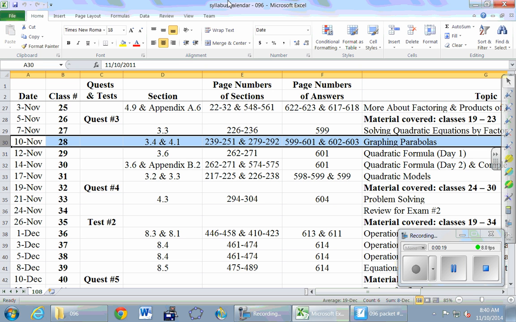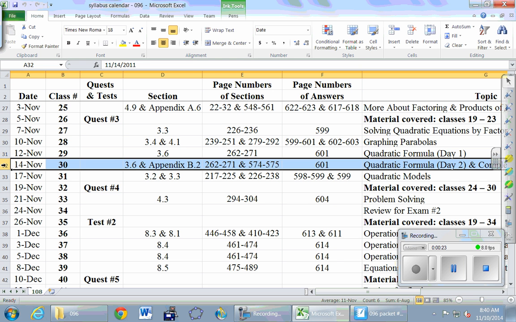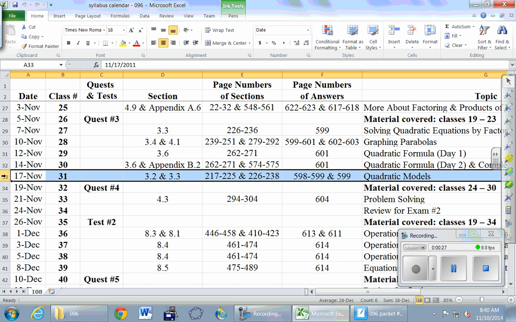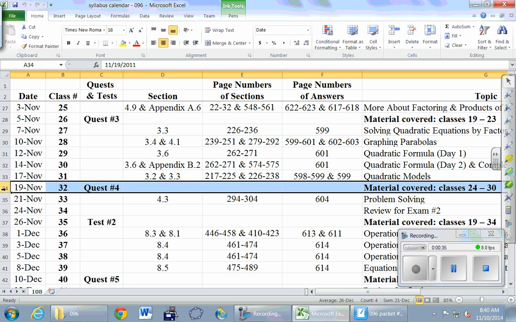Coming up the rest of this week, we have Wednesday, quadratic formula day number 1, Friday, quadratic formula day number 2. Then the following Monday, 1 week from today, quadratic models, which translates to word problems, where quadratic equations are the tool that we'll use. And then finally, a week from this coming Wednesday is quest number 4.